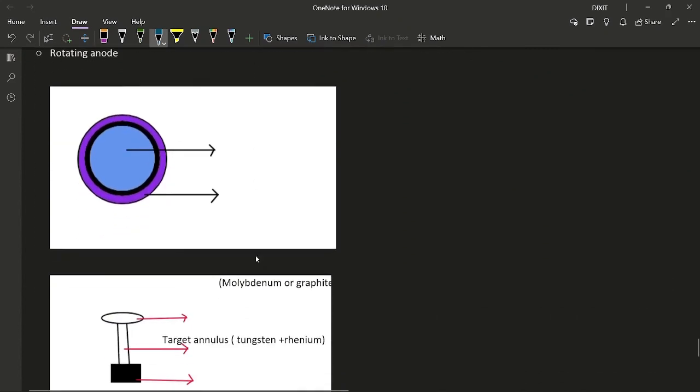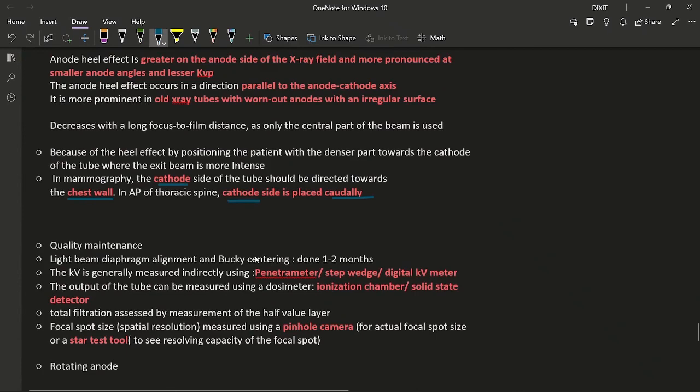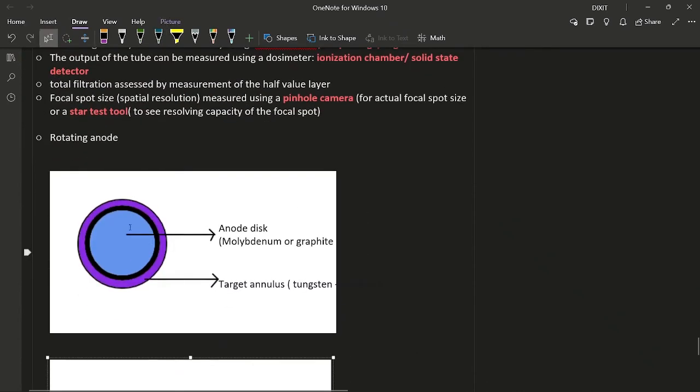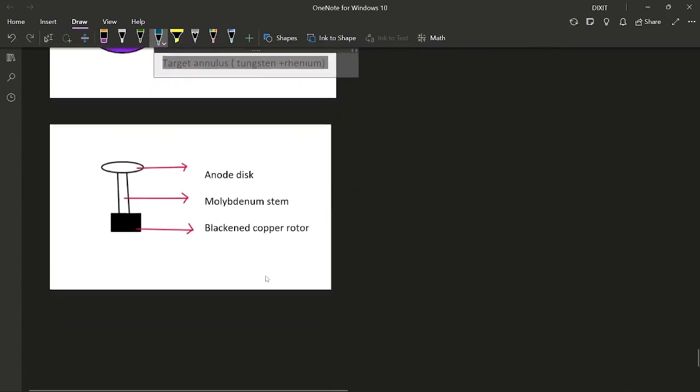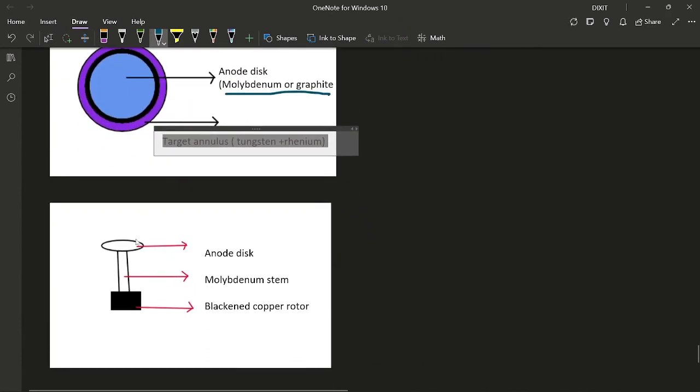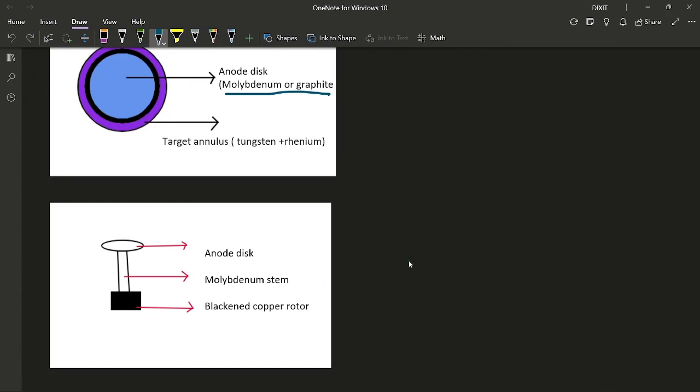Now just something about the rotating anode. The rotating anode consists of a central anode disc which is made up of molybdenum or graphite. The anode disc is surrounded by a target annulus, and this is made up of tungsten and rhenium. So this is from the top view. It has some more parts. On the top you will have the anode disc, and then you have a stem which is made up of molybdenum, and at the bottom you have a blackened copper rotor.